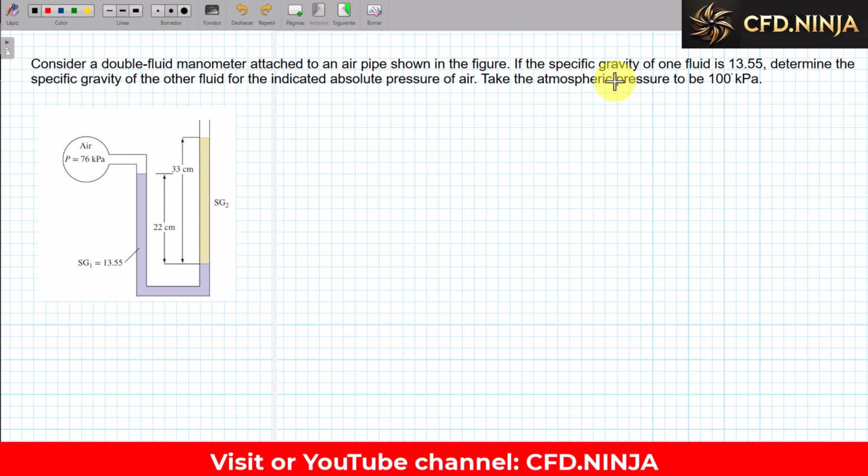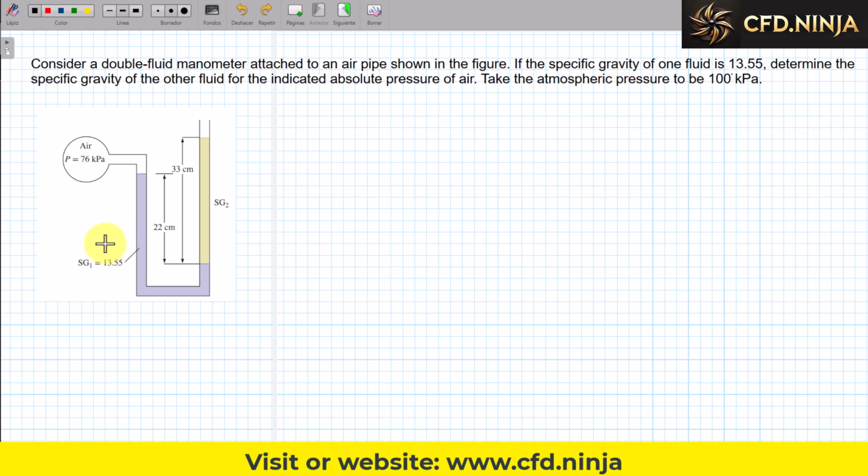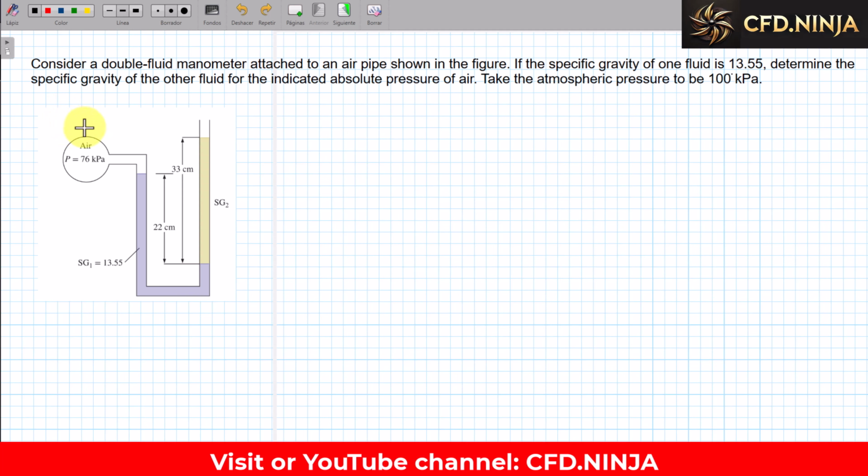If the specific gravity of one of the fluids is 13.55, the figure tells me that it is the purple liquid that has a specific gravity of 13.55, which tells us that this must be mercury. Determine the specific gravity of the other fluid, that is, the yellow one, for the indicated absolute air pressure. So, what the problem is telling me is that the pressure here is absolute pressure, the one that is inside this enclosure.